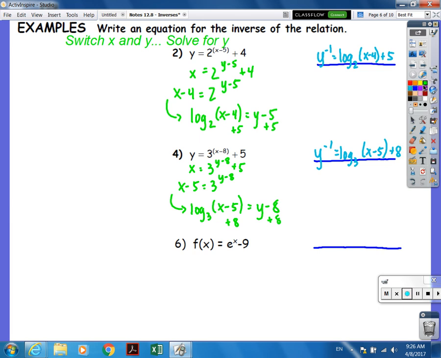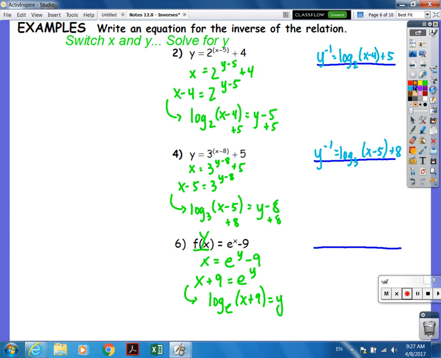And lo and behold, we're going to have something with an e, so anticipate a natural log in our future. This part is like the original y. So when I do my rewrite, I'm going to have an x here equals e to the y minus 9. I need to get that base alone by adding the 9 over. So I'll have x minus 9 equals e to the y. Now you can write this however you'd like to. I'm just going to apply my definition just like I did up here. Log base e of the quantity x plus 9 equals y. So this is good. I got y alone.